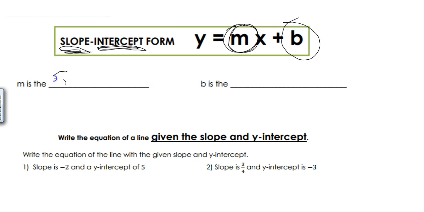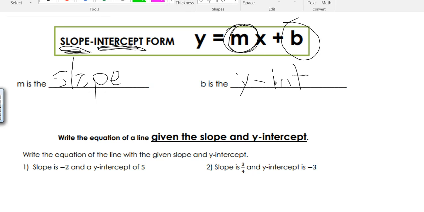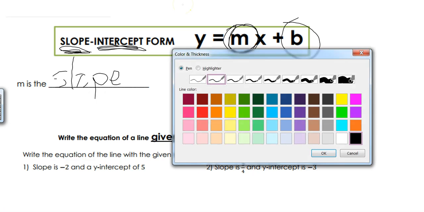So when we see this, our m is the slope, and our b is the y-intercept, or that point where our line is going to intersect with the y-axis. Let me see if I can change this a little bit here.